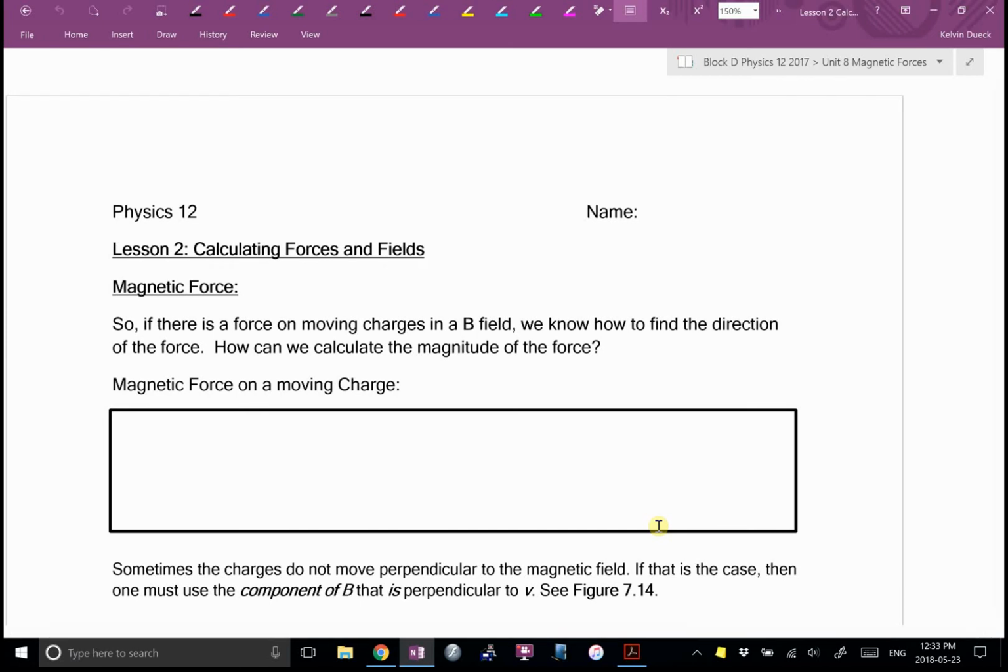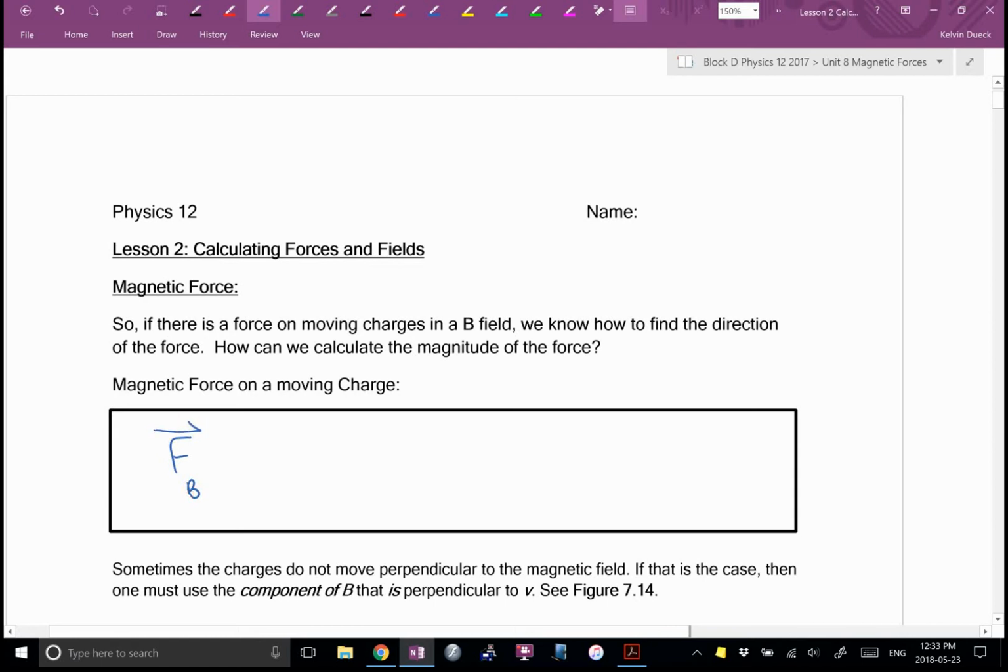I've showed you some video evidence and some actual evidence that moving charges get bent, get deflected, feel a force from magnetic fields. The question we want to ask today is how big? How do we calculate the magnitude of the force? Here is your first equation for this unit. Magnetic force on a moving charge.